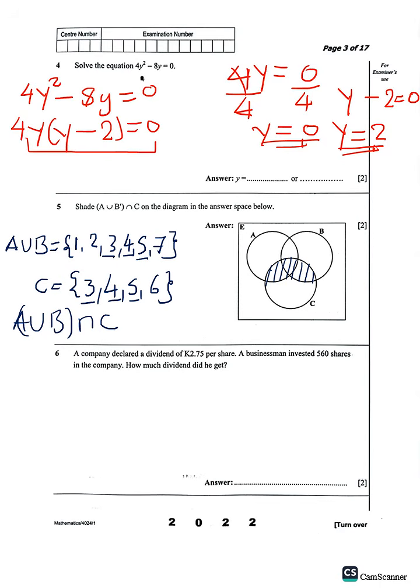A company declared a dividend of 2.75 kwacha per share. A business invested 560 shares in the company. How much dividend did he get? So we are given the amount of money given per share as a dividend and also the number of shares. So what we are going to do is multiply the number of shares times the dividend given per share. So the dividend is 2.75.